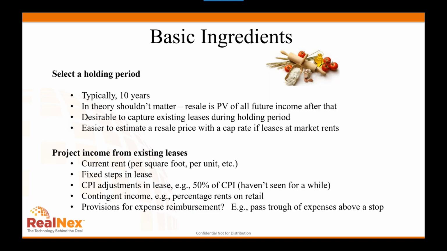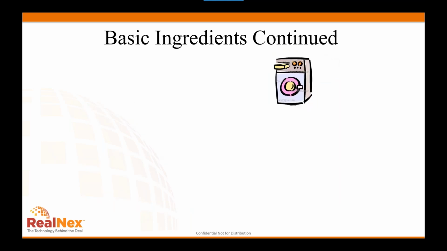There could also be contingent income on properties, like percentage rents on retail properties that are based on the sales of the tenant. And what's really going to be important to capture is expense reimbursements, where a lot of times you can get reimbursed for the expenses after they've increased by a certain amount. There are different ways that that's done, which is one of the things that makes discounted cash flow analysis probably the most complicated, is really trying to capture the way the expense reimbursements work for all the different leases. We'll give you an example of how that works as we look at the example later on.